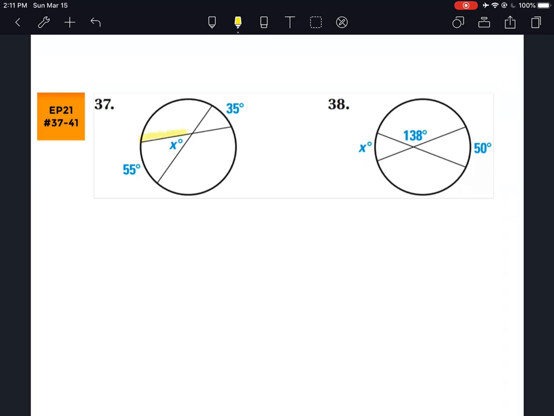So here we are again with two chords that are intersecting inside a circle. The angle formed, which in this case is called x, has a direct relationship with the 55 and the 35 arcs. And the formula is the angle formed equals 1/2 the sum of the two arcs that are directly across from it. On the left side would be the 55 degrees, and on the right side it would be 35 degrees.